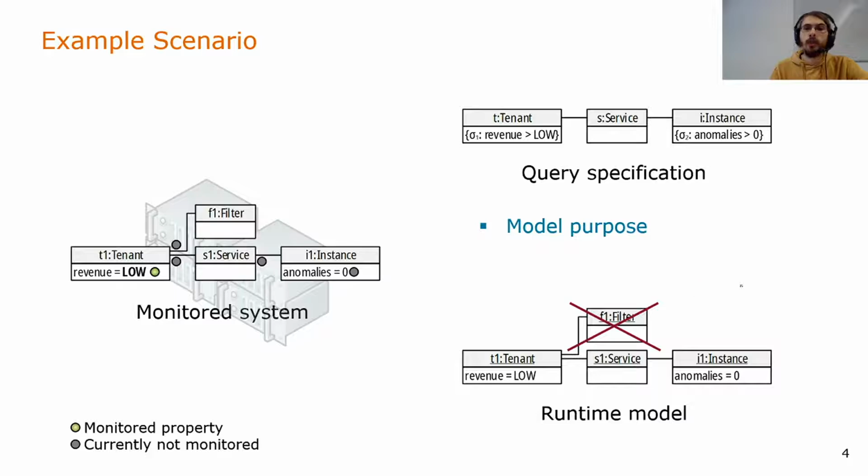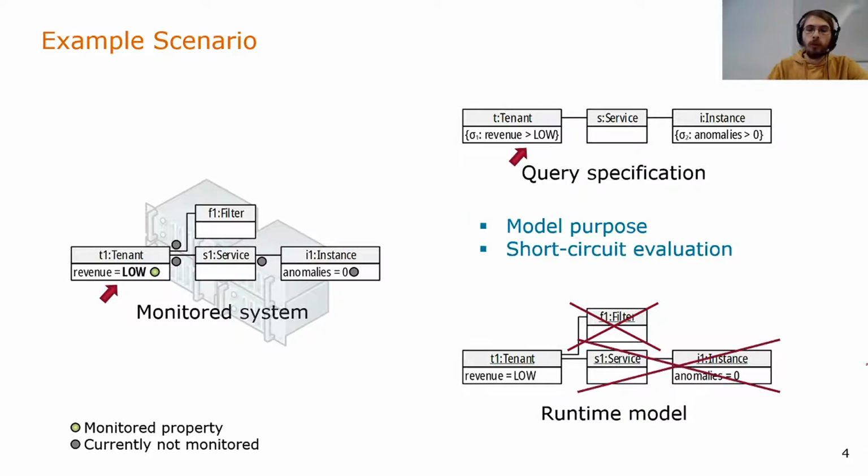Now, if the sole purpose of a runtime model extracted from this monitored system is to answer this query, then we can see that some of the system's components don't actually have to be represented there. For instance, we can leave out this filter component as it doesn't even appear in the query specification. And even going one step further, just by looking at the revenue value of the tenant, we could already conclude that there is no result for this query specification, and therefore we could even omit the service and the instance components.